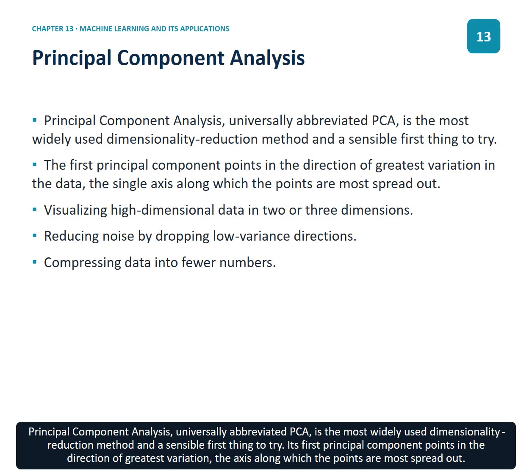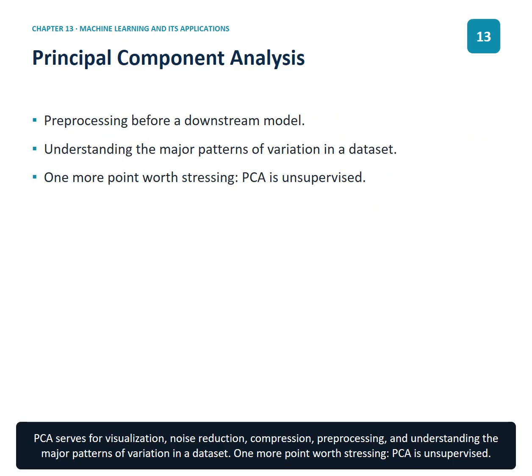Principal component analysis, universally abbreviated PCA, is the most widely used dimensionality reduction method and a sensible first thing to try. Its first principal component points in the direction of greatest variation, the axis along which the points are most spread out. PCA serves for visualization, noise reduction, compression, preprocessing, and understanding the major patterns of variation in a dataset. One more point worth stressing: PCA is unsupervised.